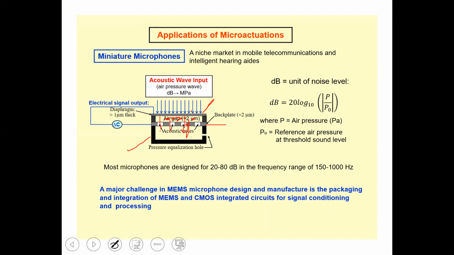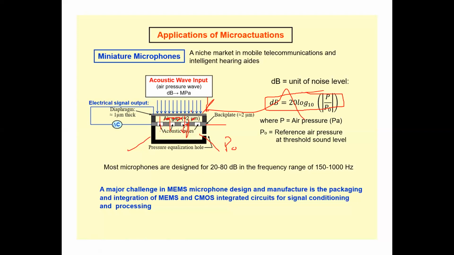So this is 20 log 10 P over P naught. P is the air pressure in pascals, and P naught is the reference pressure. Reference pressure is over here, P naught, and P is being generated by this diaphragm. So 20 log 10 is basically the one which can be calculated to calculate the noise level that is being generated by these.